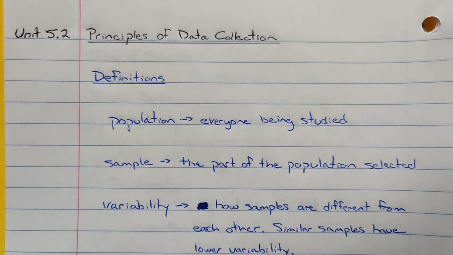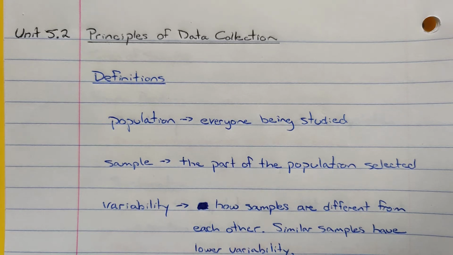Sample is just the part of the population being selected. So if you wanted to find out the opinion of Canadians across the country, it's not really feasible to ask all 30-some million people their opinion, so you pick a sample of the population to survey to make it more realistic financially and time-wise.